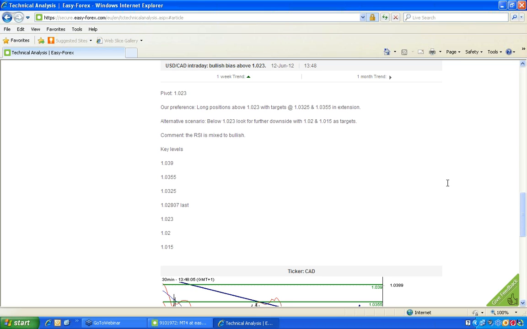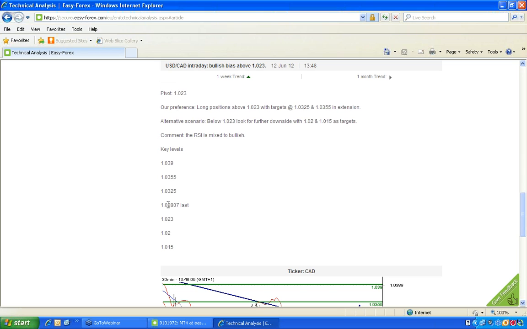The best way to remember that is you have bulls in the market, people that believe it's going to go up, and you have bears in the market, people that believe the price is going down. If you think of a bull, it has horns, and a bull can push its horns up, whilst a bear has claws, so imagine a bear's claws pulling it down. So that's the best way to remember those terms. Okay, so bullish bias above 1.023 for dollar CAD. They think the price is going to move up off that level.